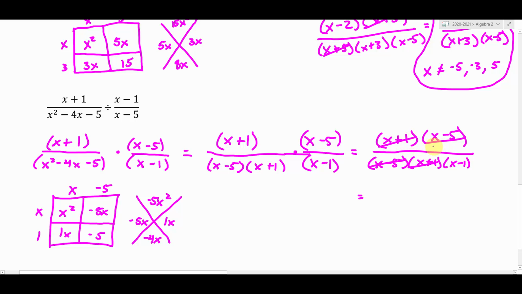So these big slashes actually represent ones. All right, so there's a 1 in the top, not a 0. And all that's left in the bottom is an x minus 1. Okay, so this becomes our simplified rational expression.